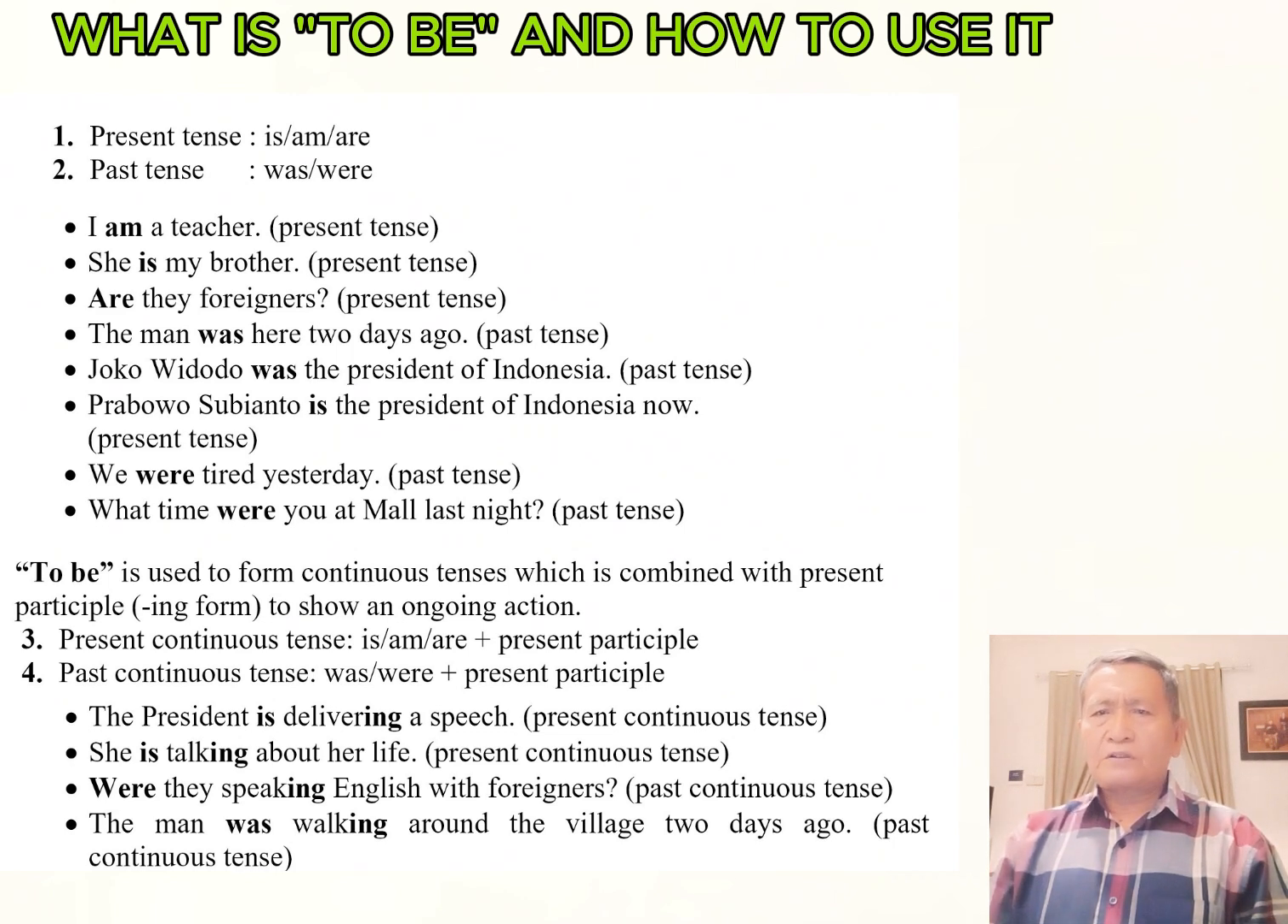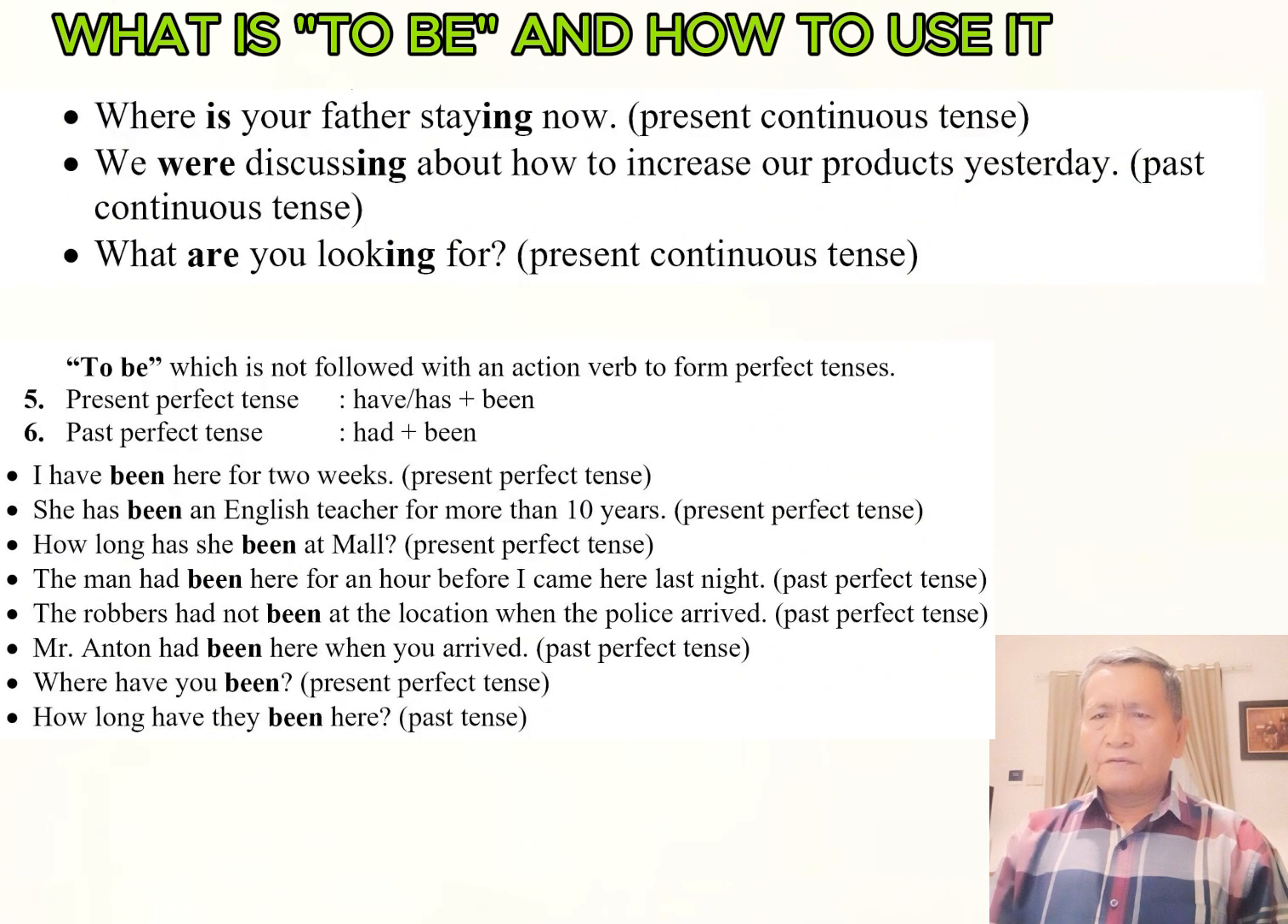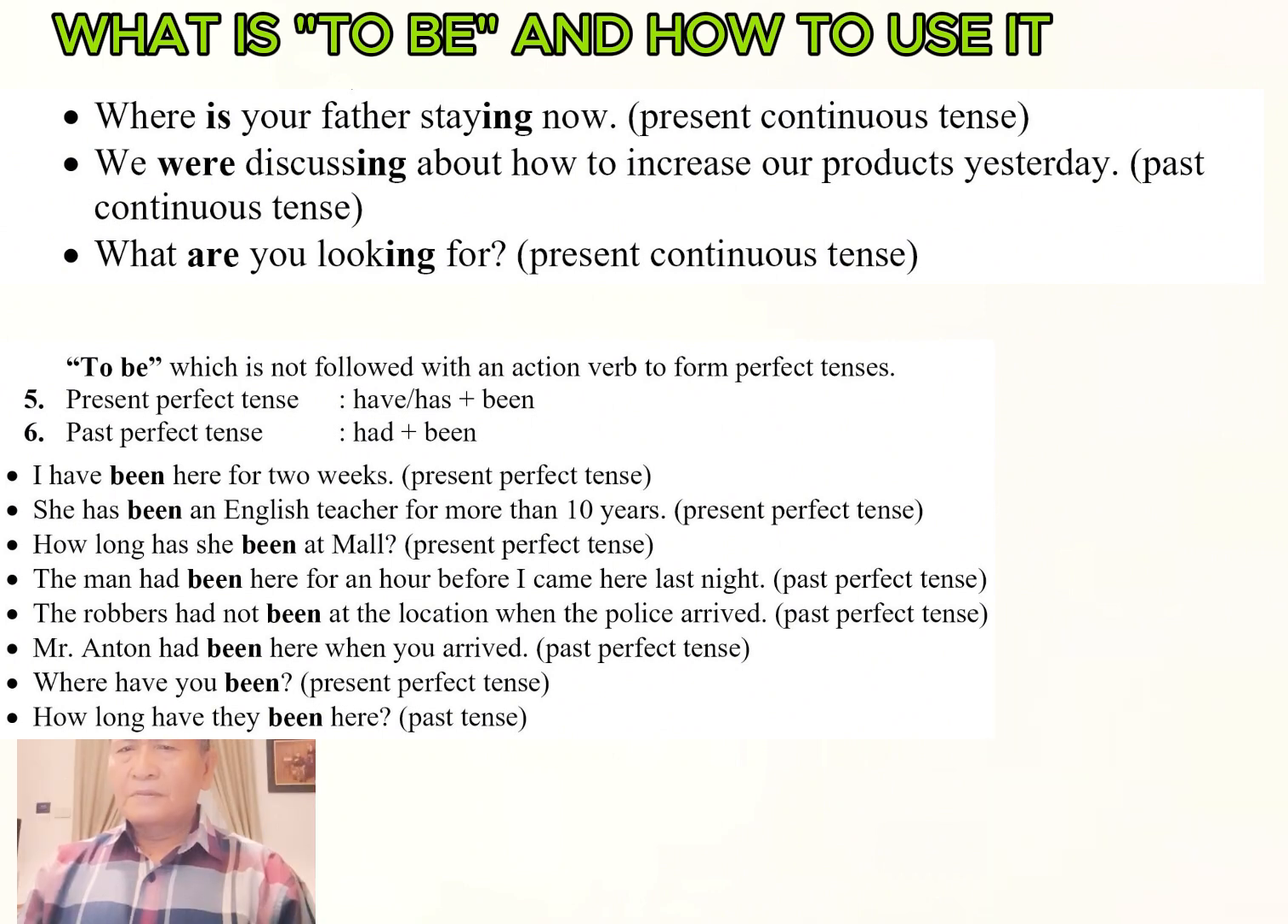The examples of the two tenses. The president is delivering a speech. She's talking about her life. Were they speaking English with the foreigners? The man was walking around the village 2 days ago. The English teacher is teaching in the classroom now. Where is your father staying now? We were discussing how to increase our products yesterday. What are you looking for?